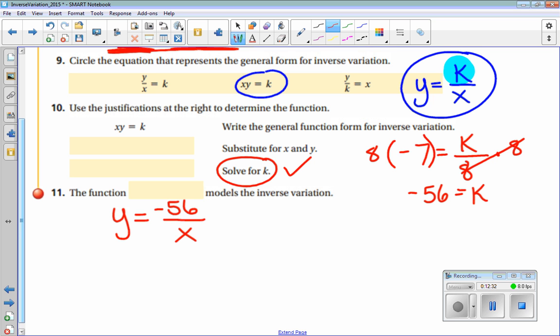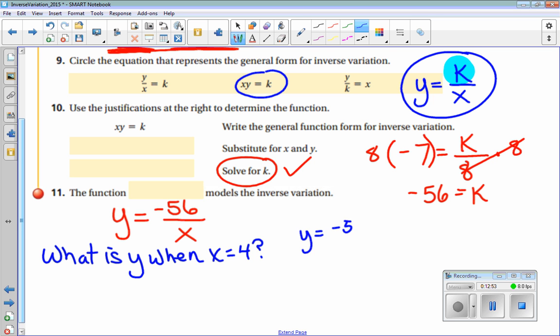Let's find it. We have the model now. So what is y when x equals 4? How would I solve that? Not in place of y, we're trying to find y. What is y? We're going to plug 4 in for x. So y equals -56 divided by 4. What is that number? You have a calculator? 56 divided by 4. I get -14.